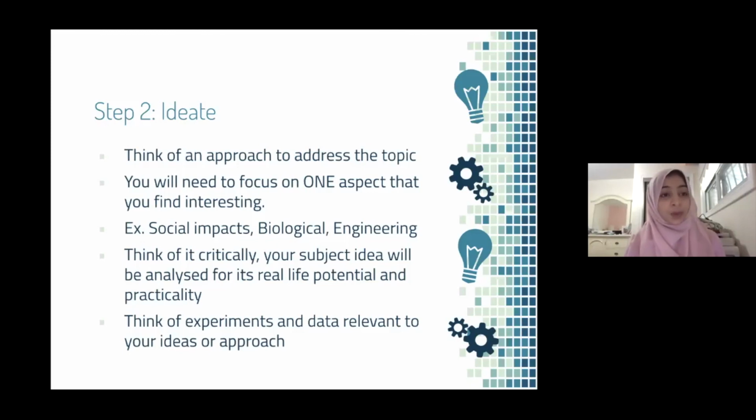Your subject idea will be analyzed for its real life potential and practicality when it's being judged. And think of experiments and data that are relevant to your ideas and approach, so you know kind of what's realistic if you were to make up an experiment.